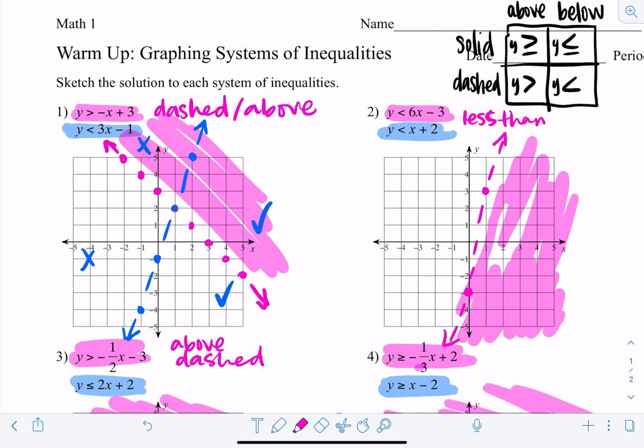This zone works for pink, right? So we've got yes for pink, yes for pink, no for pink, no for pink.